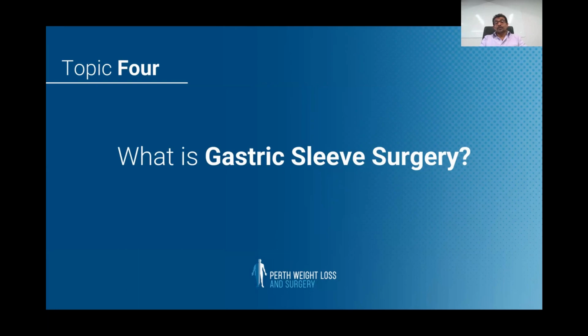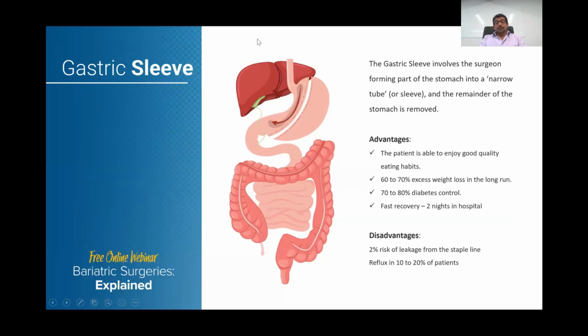So this is the most common weight loss operation at the moment. We do this with keyholes. We go in and then we staple and remove a big section of your stomach. So patient stomach capacity is about a liter, liter and a half. What's left behind after the surgery is about 150 to 200 mils. So a significant reduction in the size of the stomach.